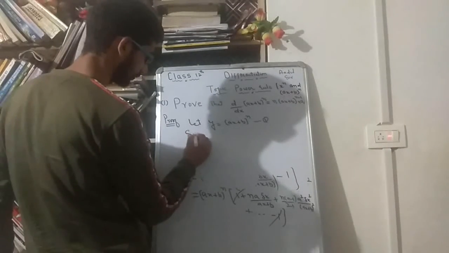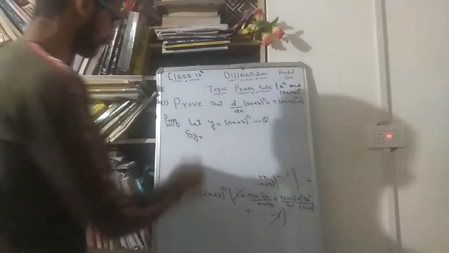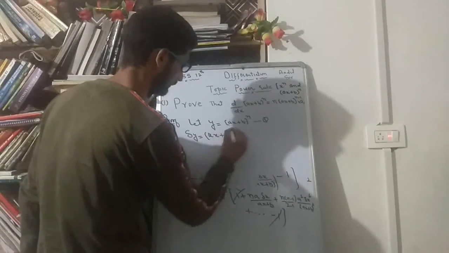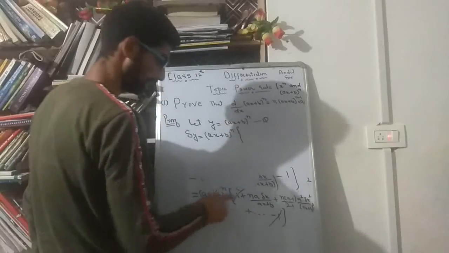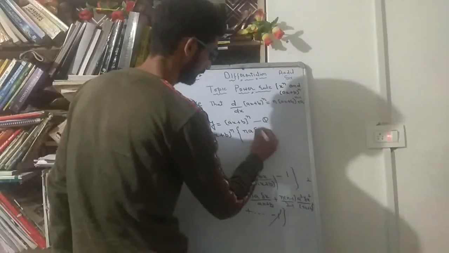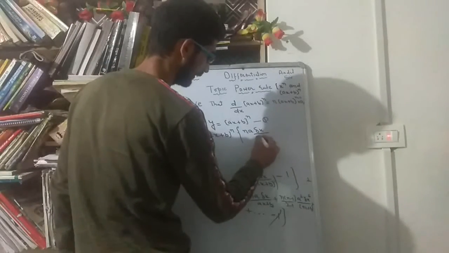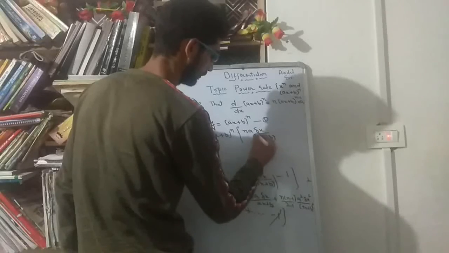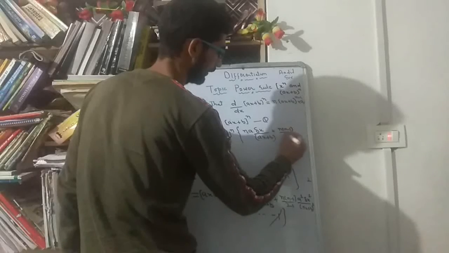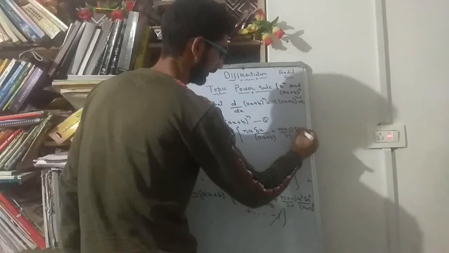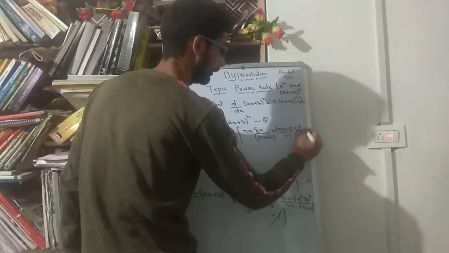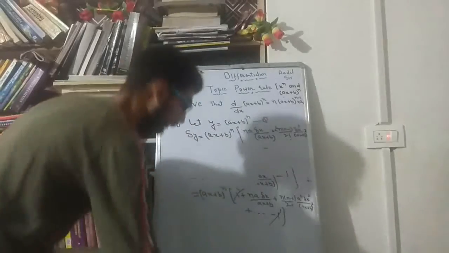del y equals (ax plus b) raised to the power n, and then n a del x divided by ax plus b, plus n into n minus 1 divided by 2 factorial, a square del x square divided by (ax plus b) whole square, and so on. This is our result here.